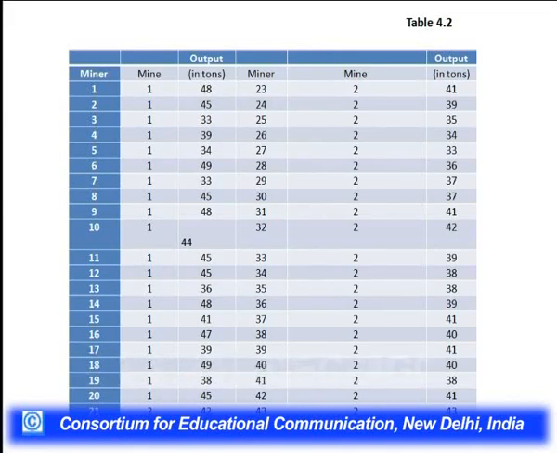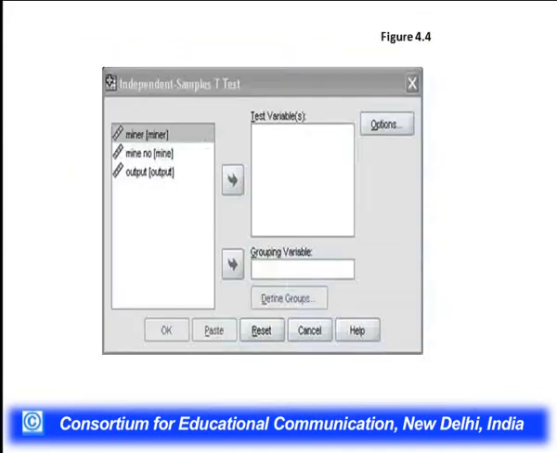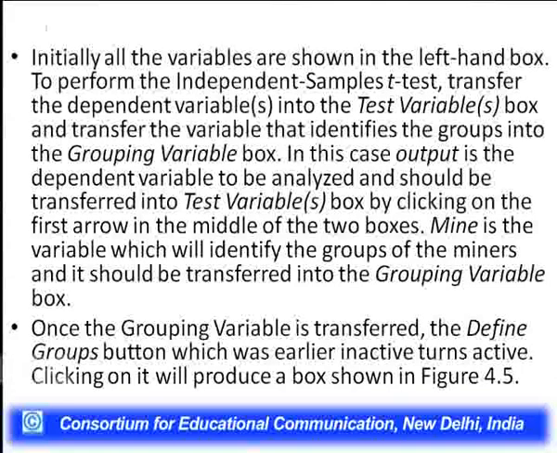Miners, mine 1, mine 2, and the output in tons: the miners, the mines and the output are mentioned in the extreme right column of the slide. In the independent samples t-test dialog, these are the three variables which are shown on the left-hand side. There is a select button and an arrow with which the test variables would be entered in the next window. Initially, all the variables are shown in the left-hand box to perform the independent samples t-test.